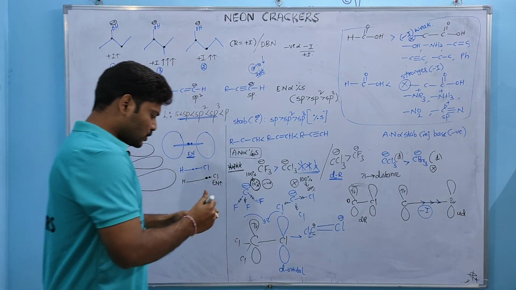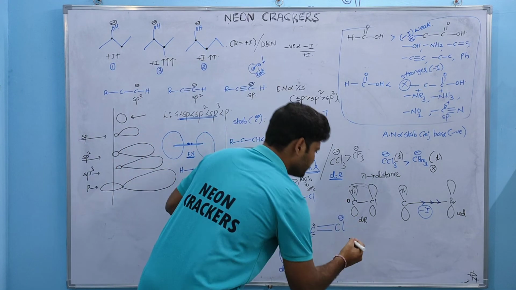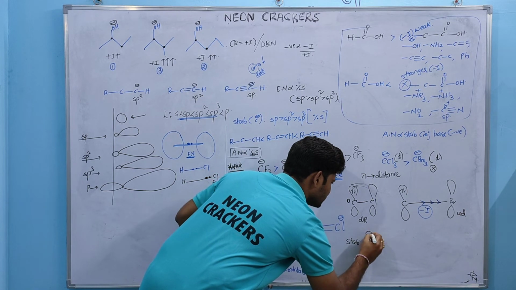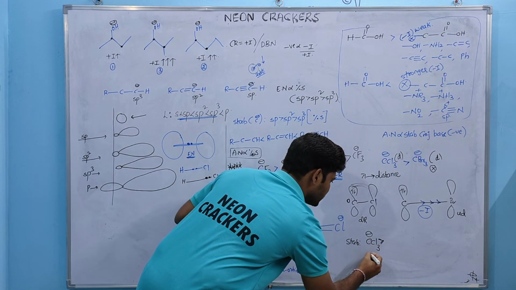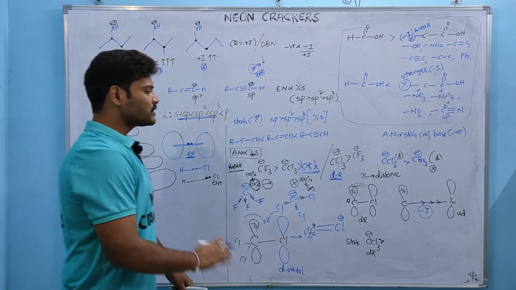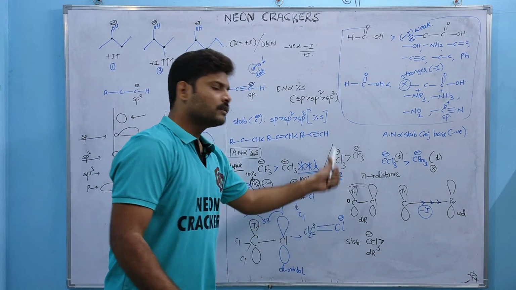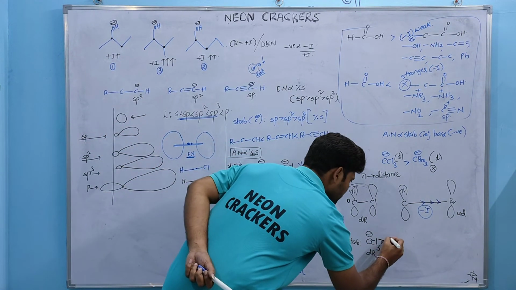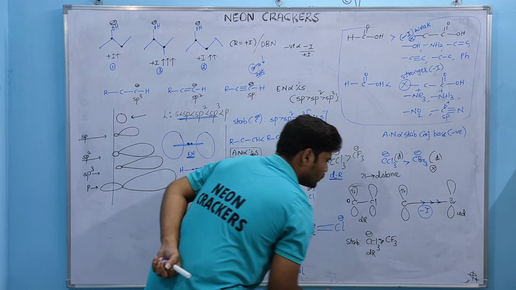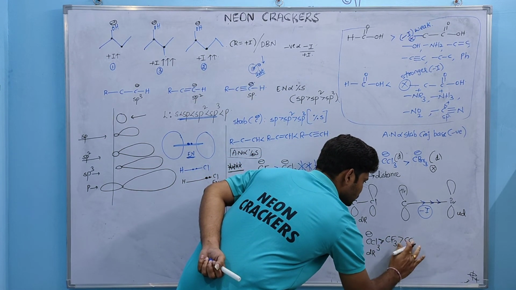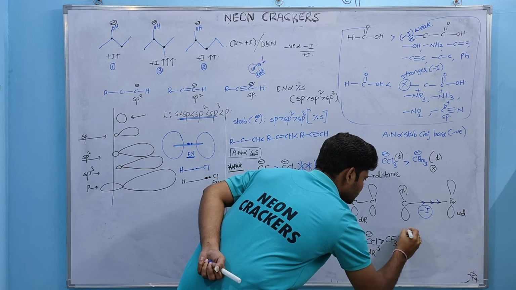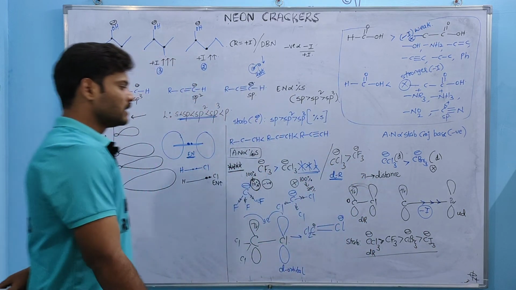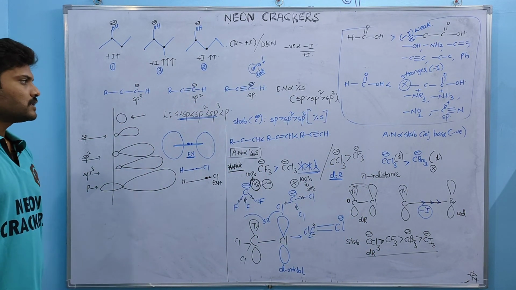CCl3 minus. So what is the overall stability order? First thing is d resonance. This is dr. Second, there is no d in F, there is no d in Br, there is no d in iodine. Then what do we have to consider? I effect. So according to the I effect, which is most stable among fluoro, bromo, iodo? CF3 minus is greater than CBr3 minus, greater than CI3 minus. This will be the stability order.